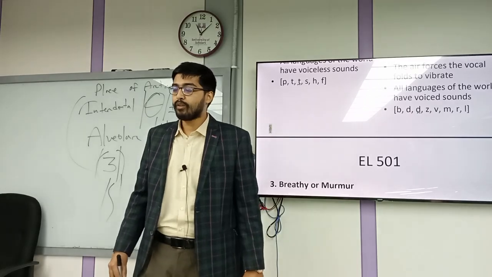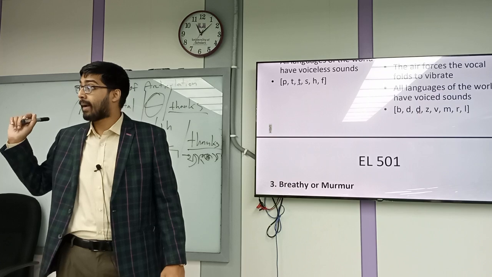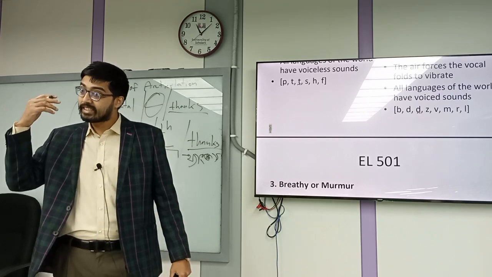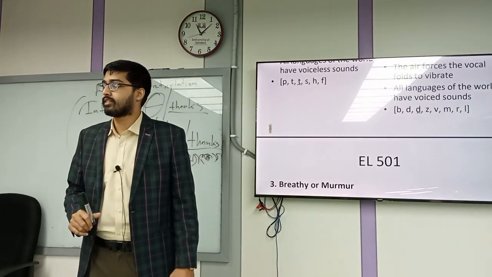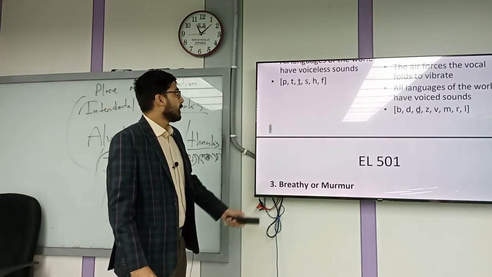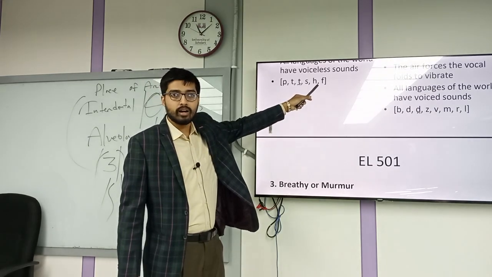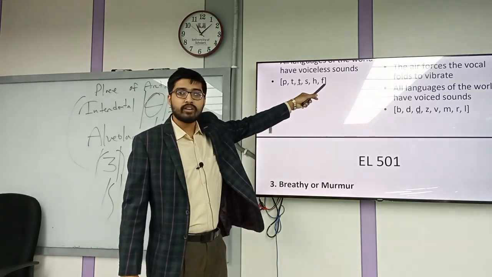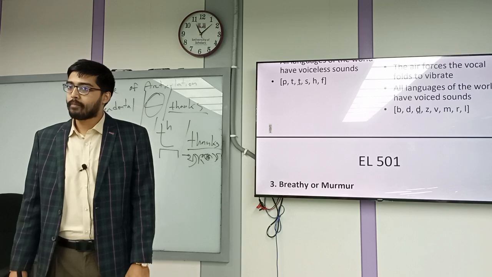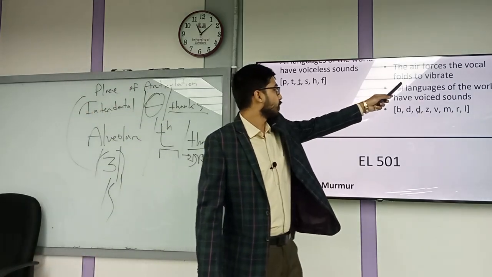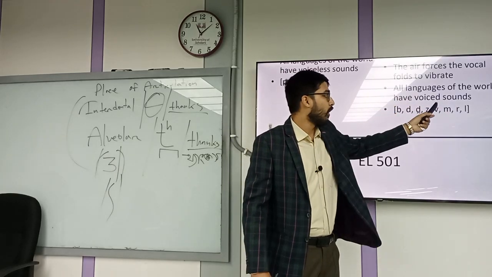Because if you mistake even one IPA symbol, this is just like math, then you are doomed. Really. Please. Pa, ta, sa, ha, fa. Great, all of these are voiceless. Am I correct? The air forces vocal folds to vibrate. We all know that.